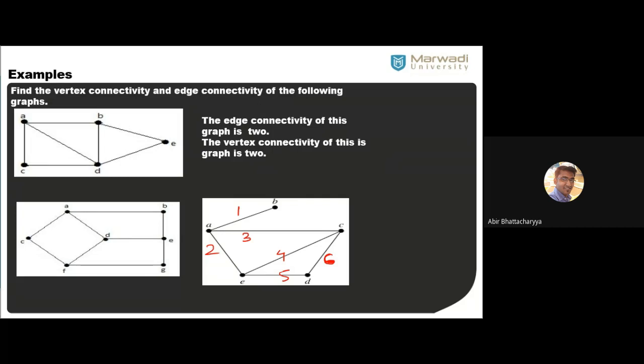Okay, guys, don't assume always that EC and VC are both equal. They are equal for this tree graph. That doesn't mean it is always equal.